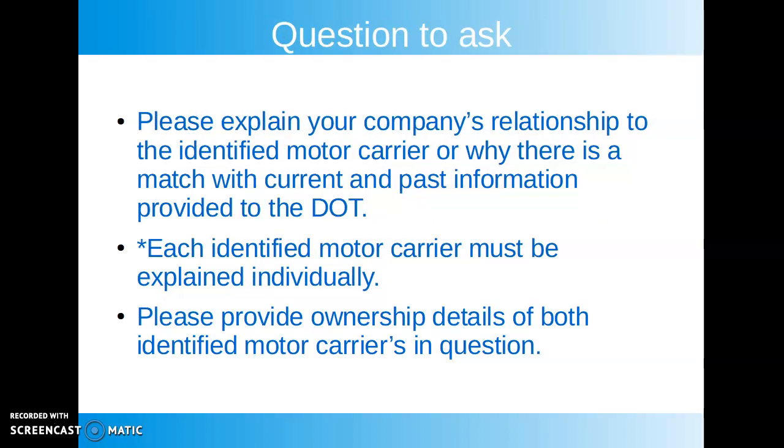And so some questions that you want to ask on this form, you can tell them, please explain your company's relationship to the identified motor carrier, or why there is a match with current and past information provided to the DOT. And the key on this one is you should send 2 copies to the carrier to fill out, one for each of the motor carriers on file. So the active one that they use and the one that's either inactive or the one that's matching their profile when you pull it up in your systems. And you also want them to provide ownership details of both of the identified carriers in question.